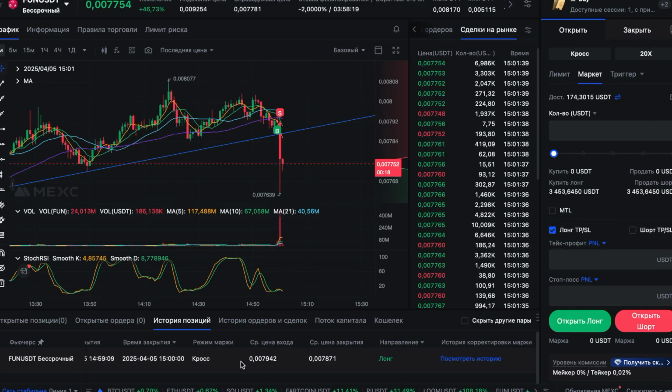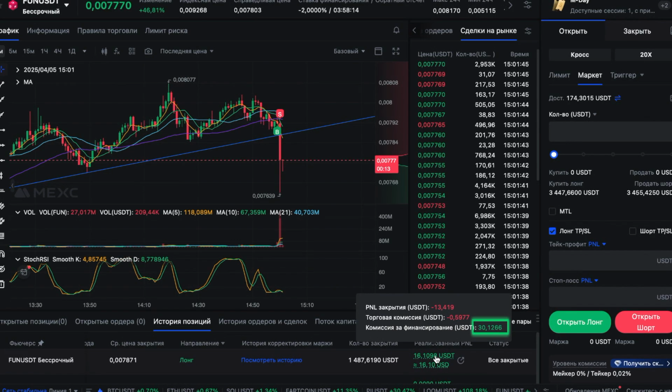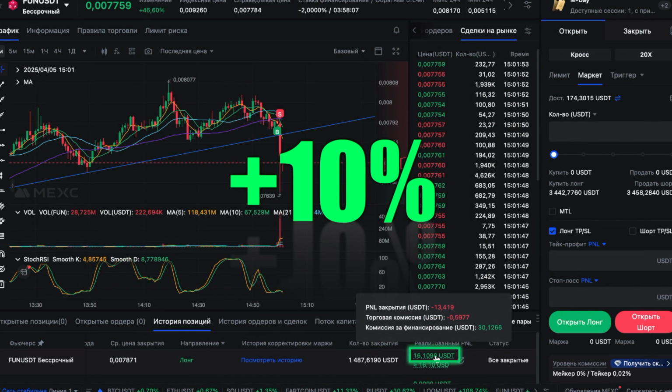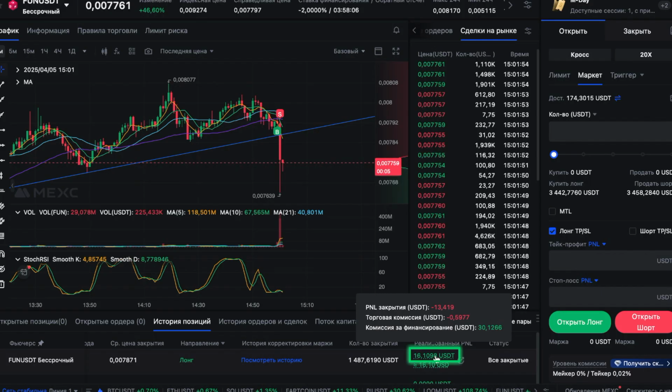Let's check the result. As you can see, the funding payout was $30. That's 2% of the $1,500 position volume. The stop loss was $13. So we earned $16 from this trade, which is just over 10% of our deposit.